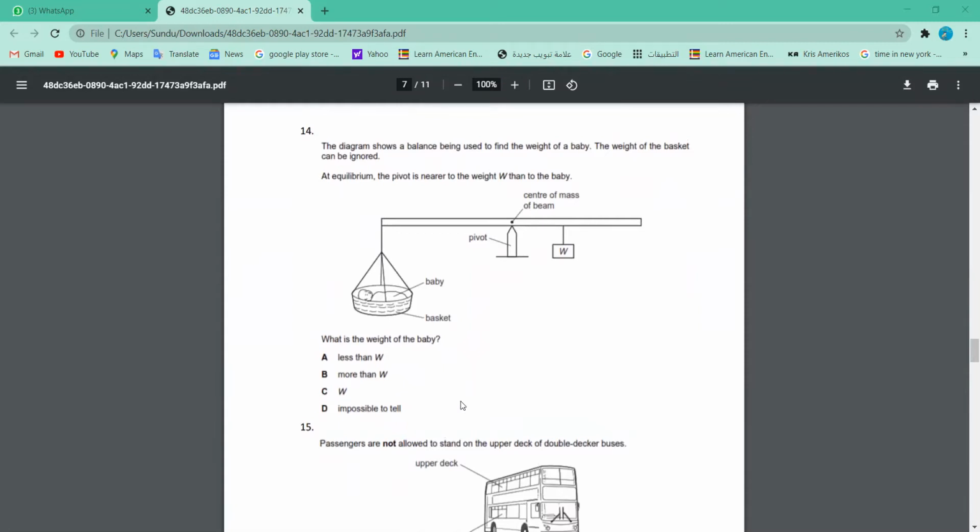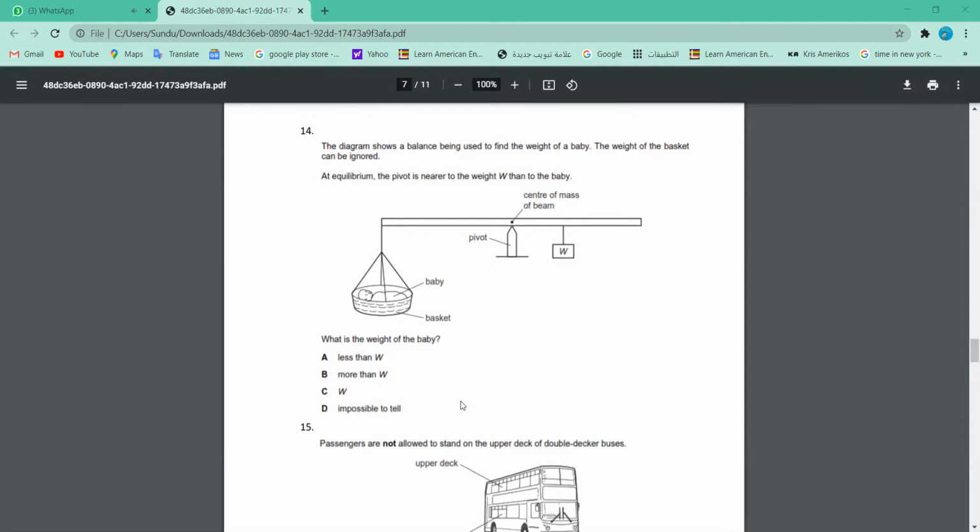Yes, Zainab? It would be less than W, miss, because you explained before that if distance is bigger, then the mass would be less. And if distance is smaller, then mass is more. Yes. So, because this beam is balanced, that means that both the turning effects are equal and opposite, first of all.